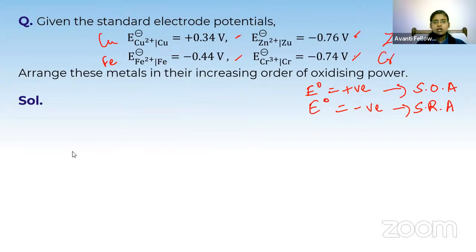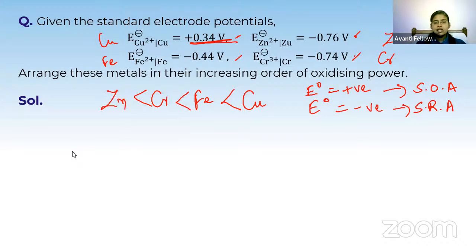Among these four, copper is having the positive value, so it is the strong oxidizing agent. Which element will come next? The least negative. Least negative is iron, right? Iron is having minus 0.44. So that will come. Then chromium. After this, you'll have chromium and the more strong reducing agent, very good, Pragati, it is zinc.